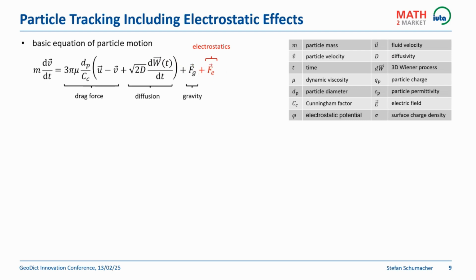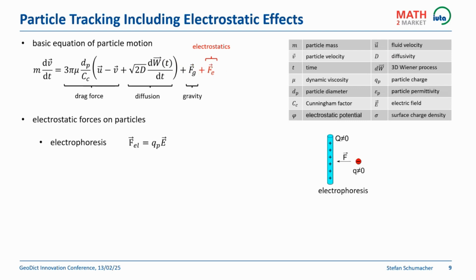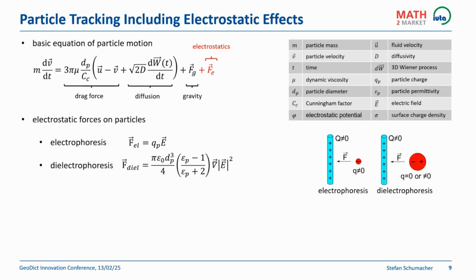And we added these electrostatics, and this consists of two parts. So the first one is easy and probably easy to understand for everybody. You have a charged fiber and a charged particle, and there is Coulomb attraction, and the particle will move towards the fiber. But there is a second effect, which is less known, which is called dielectrophoresis.